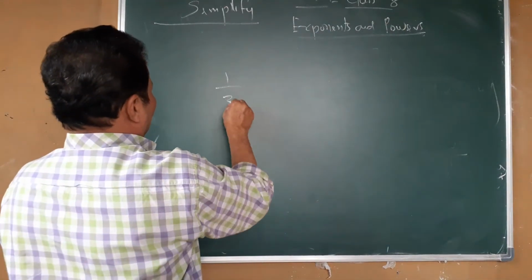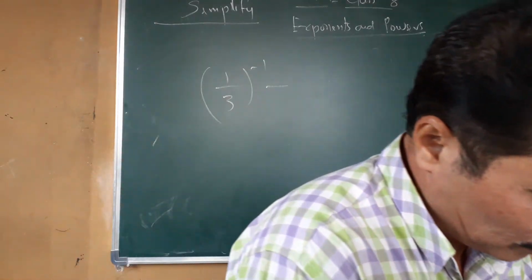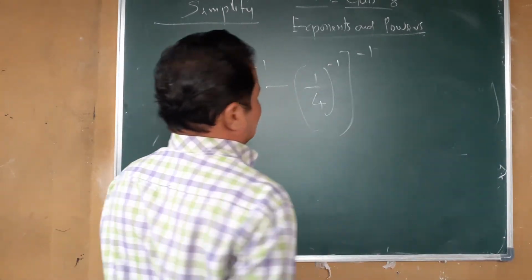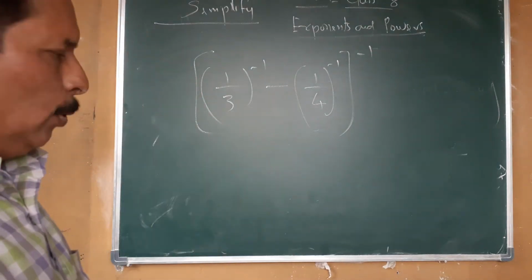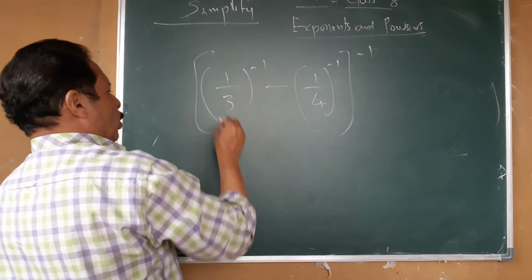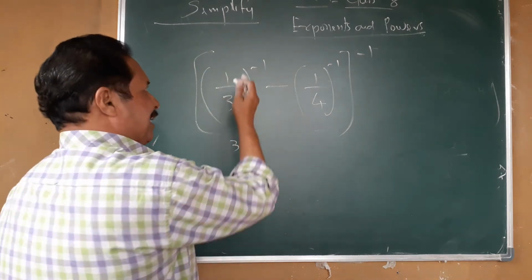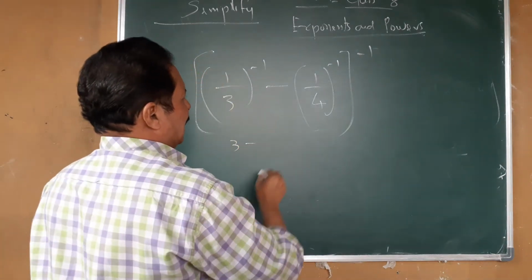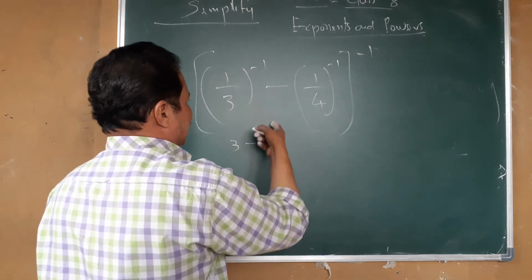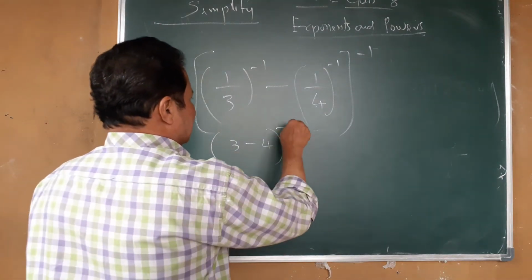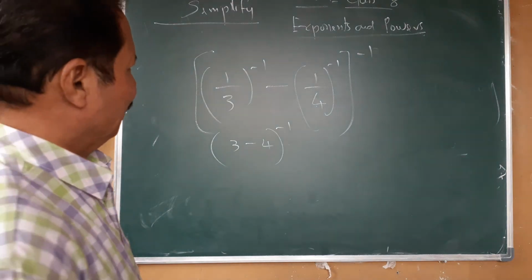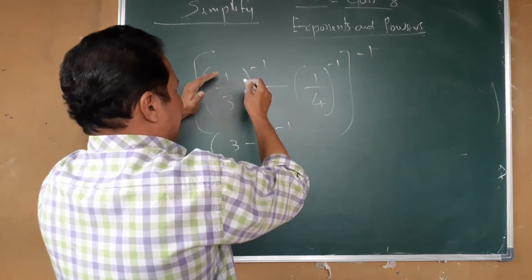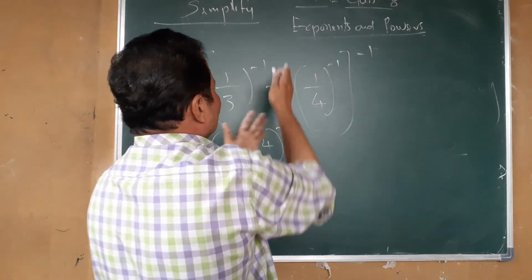1 by 3 whole raised to minus 1, minus 1 by 4 whole raised to minus 1. And in your question, there is another negative one also. Are you ready? Look here. This is negative, so it is 3 by 1. If you want to make it positive, change the numerator, then make it reciprocal. Minus, here it is 1 by 4, which means 4 raised to 1. Good? And here it is negative 1. So we want to make this power positive, giving 3 by 1 and 4 by 1.